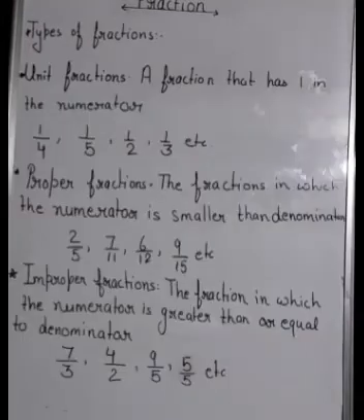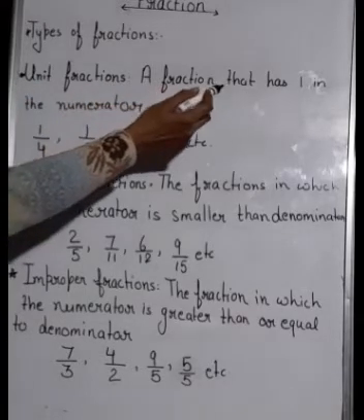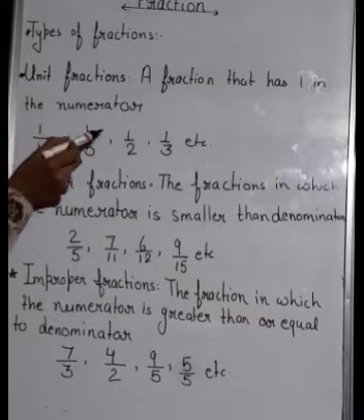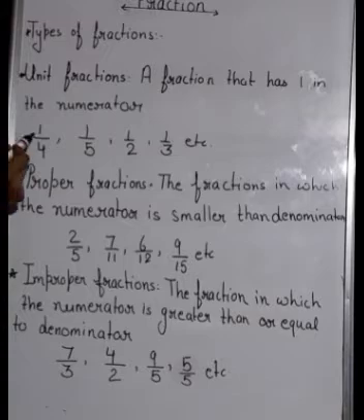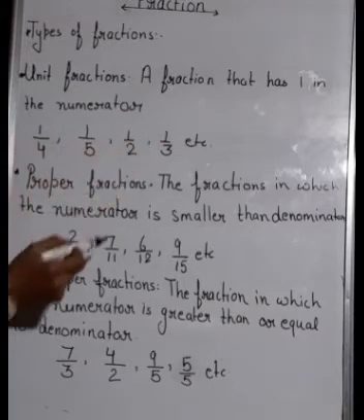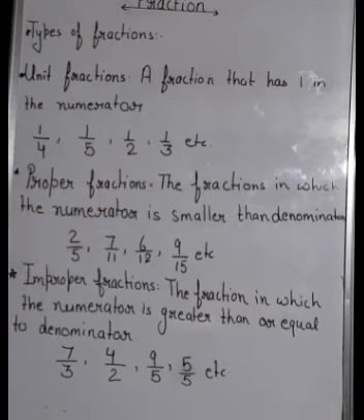Okay. Next, we are having unit fractions. A fraction that has 1 in the numerator is known as your unit fraction. So, if in a fraction you are having 1 in the numerator, then the fractions are said to be unit fractions. So, all these fractions like 1 upon 4, 1 upon 5, 1 upon 2, 1 upon 3, as you can see all of them are having 1 in the numerator. So, they are your unit fractions.